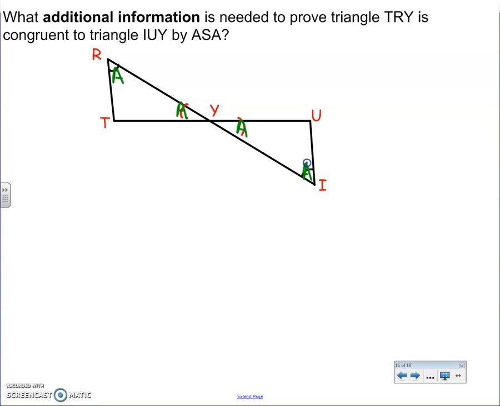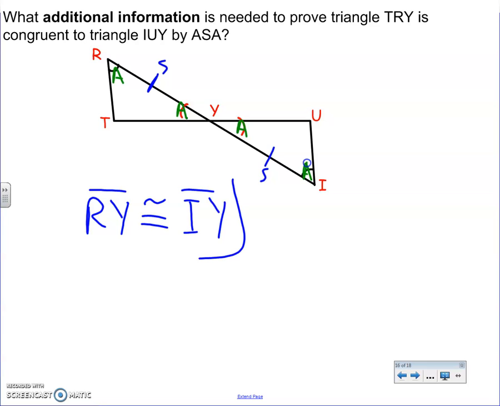So where does the S go? S has to go between the 2 A's. This is the included side. So I must put it right here and right here. That's the missing S to make it ASA. So the missing mark would have been R to Y because they're saying these are congruent. So what's the missing mark for ASA? It's congruent to I to Y. That's all they want. But once you have that, then you can write the congruency statement.